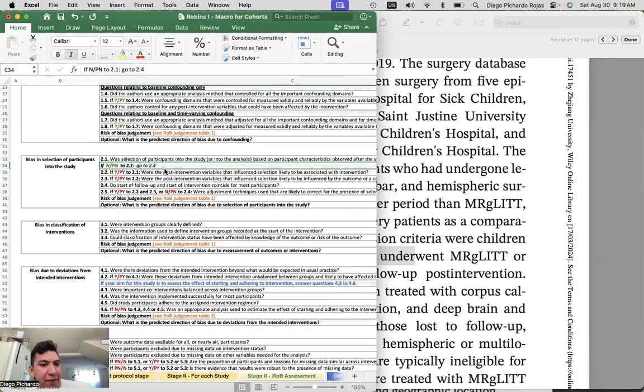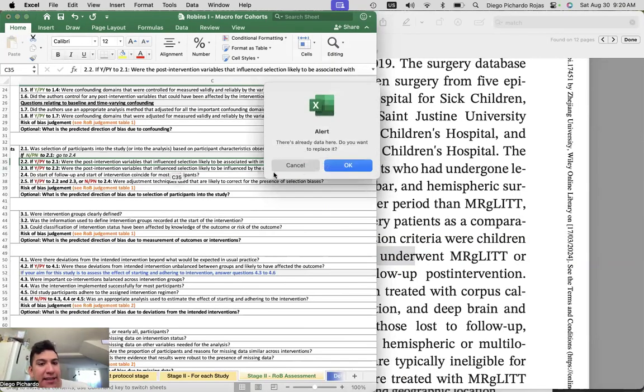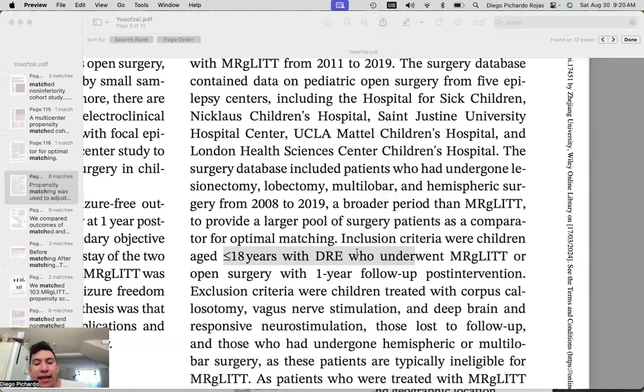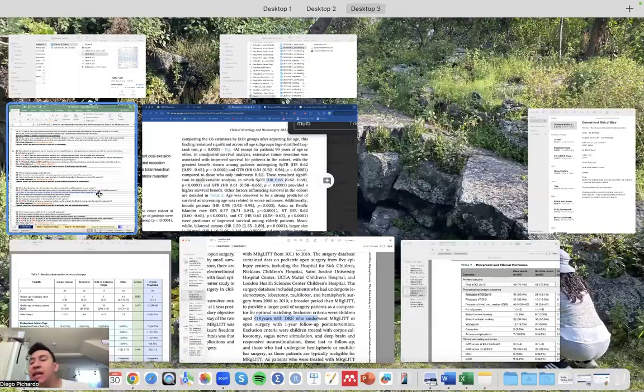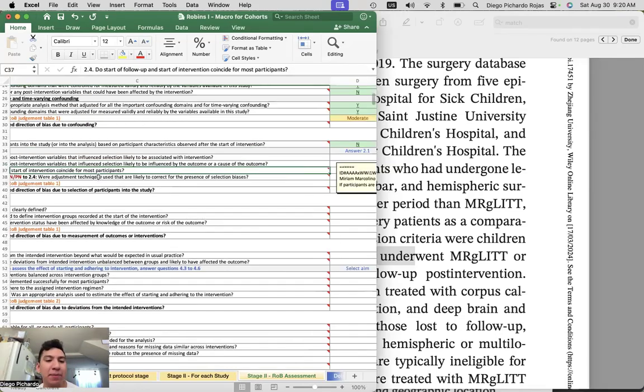If no, go to 2.4. All right. So usually, as long as they did a good selection and inclusion criteria, it's usually pretty good. Most cohort studies are gonna pretty well define the criteria for inclusion and exclusion. If they don't define it, it's a pretty bad study, all right?